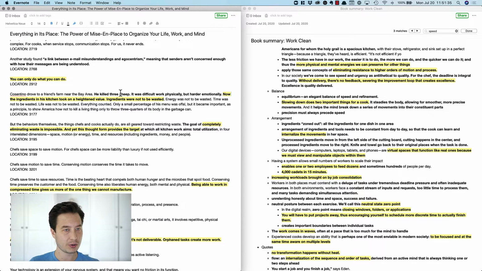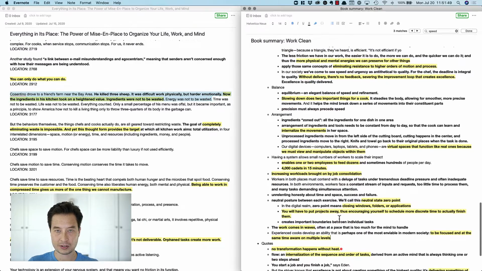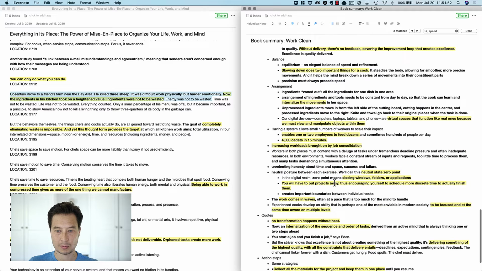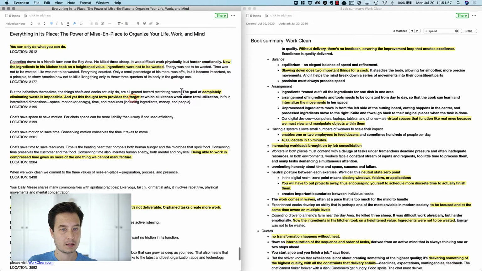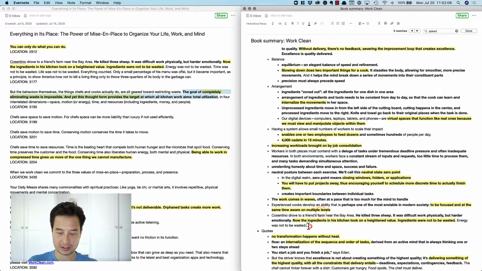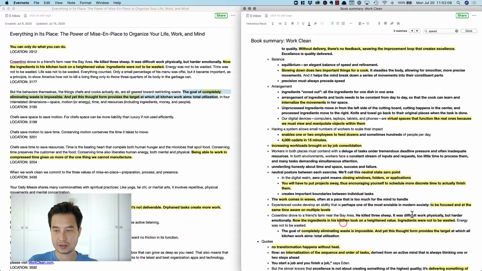So I loved his story here of going through the experience of killing 3 sheep himself. Really gave him the mindset that ingredients are not to be wasted. That's a really important, profound point that I'm going to put under parallels to modern knowledge work. And interesting, completely eliminating waste is impossible, but it's a target that we want to move toward, which is total utilization. So we'll put that as a supporting point under the thing about not wasting.